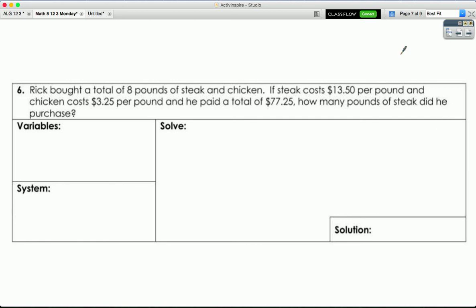All right, so Rick bought a total of 8 pounds of steak and chicken. If steak is $13.50 a pound and chicken's $3.25 a pound, and he paid $77.25, how many pounds of steak did he purchase? So first of all, let's establish what x and y are representing: the pounds of steak and pounds of chicken. That's lbs for pounds, if you're wondering what that is.